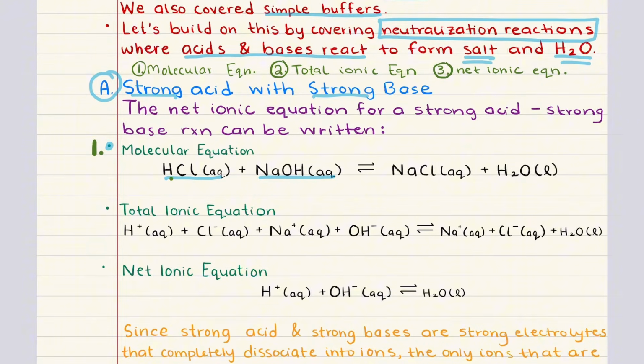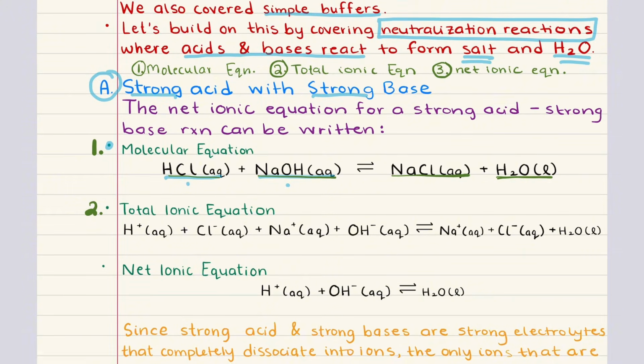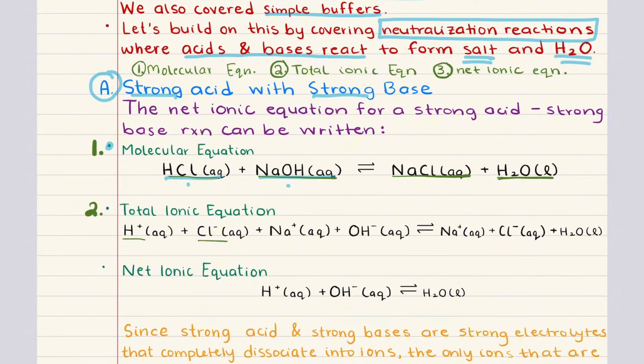In the molecular equation, we write hydrochloric acid, HCl, reacts with sodium hydroxide, NaOH, to make sodium chloride, NaCl, and water, H2O. In the total ionic equation, HCl and sodium hydroxide both split completely. So we write hydrogen ions, chloride ions, sodium cations, and hydroxide ions on the left. And then on the right, sodium chloride is a soluble salt, so it completely dissociates. We write it as sodium cations plus chloride ions, and water on that right side.